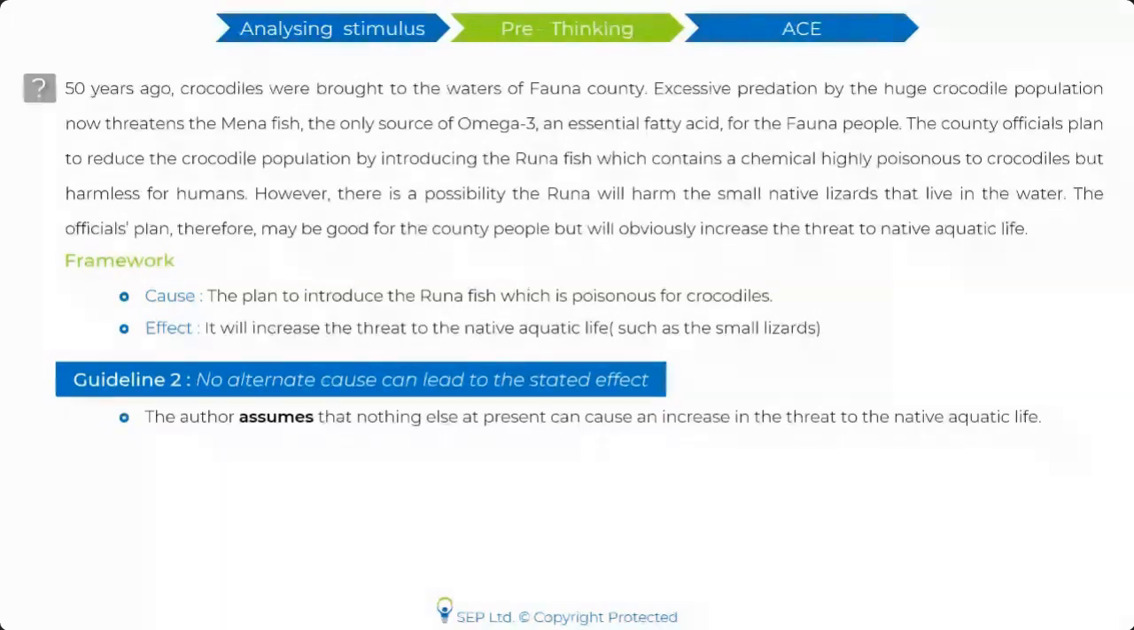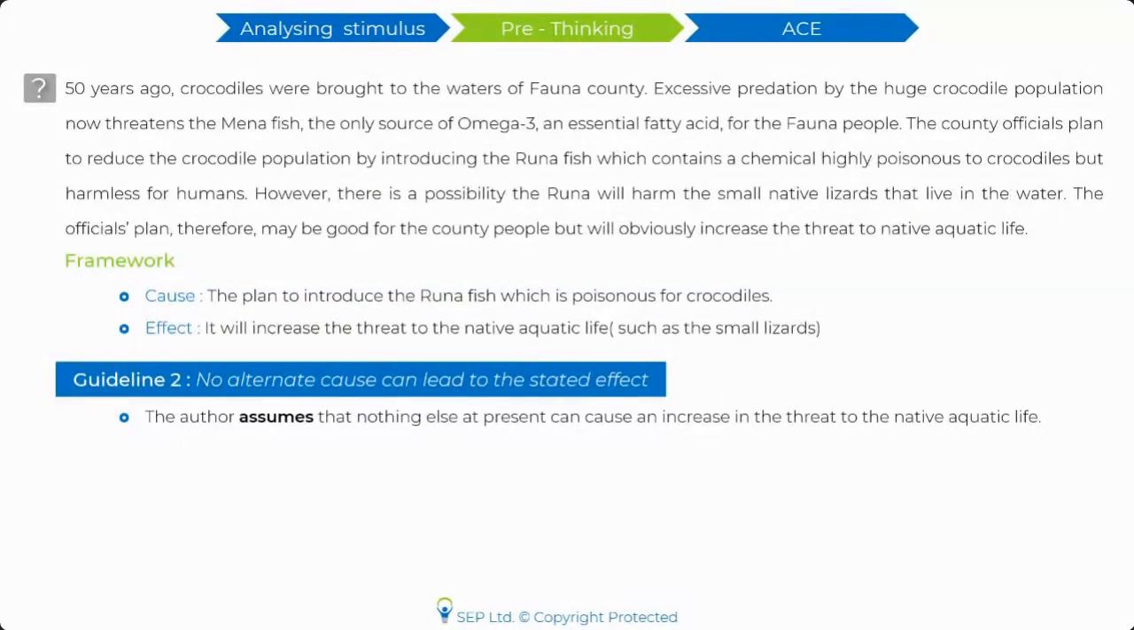Cause is the plan and effect is increase in the threat. So for guideline two, we are saying nothing else will increase the threat. I'm going to recast the poll and ask you again. Nothing else will increase the threat. Is that clear to all of you? Nothing else can cause an increase in the threat. Yes? Okay. Great. It may take them some time for this to sink in. So not a problem. I can see that all of you have understood.